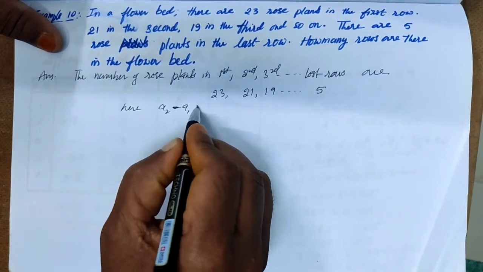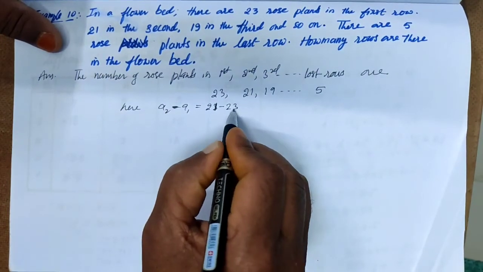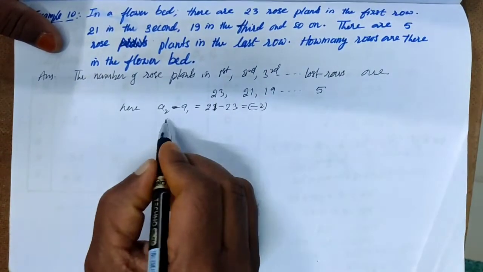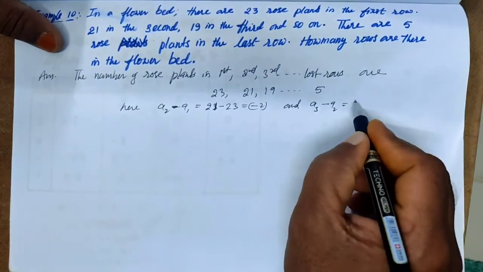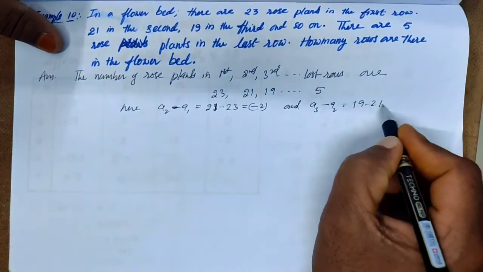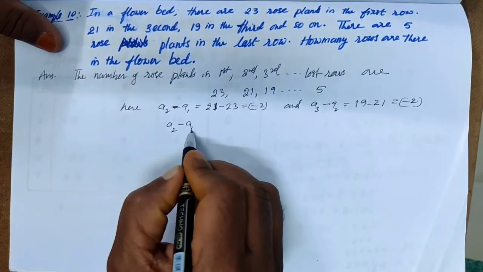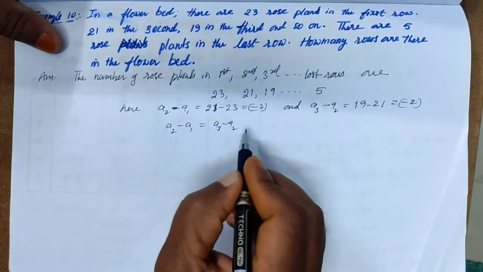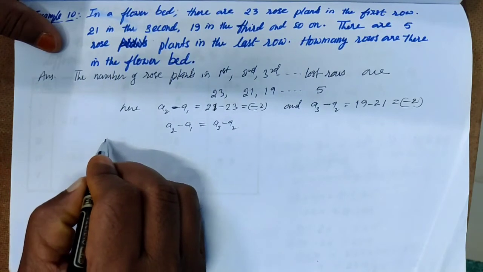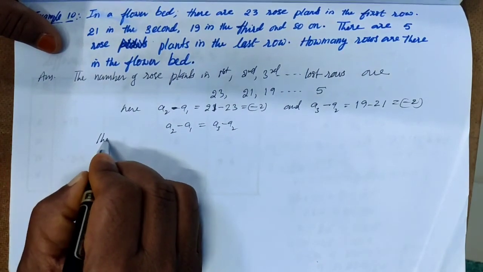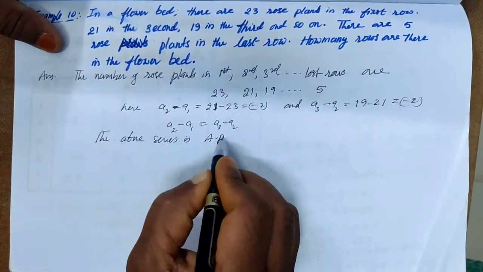Here a2 minus a1 is equal to 21 minus 23, which is minus 2, and a3 minus a2, that is 19 minus 21, is equal to minus 2. So a2 minus a1 is the same as a3 minus a2. Hence it forms an arithmetic progression. So the above series is an arithmetic progression.